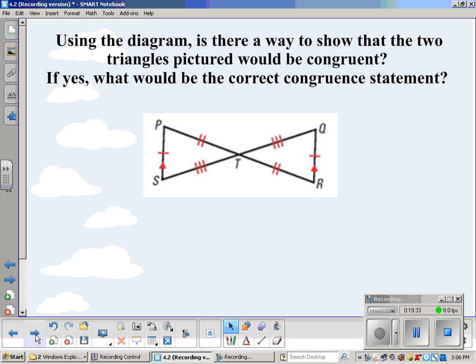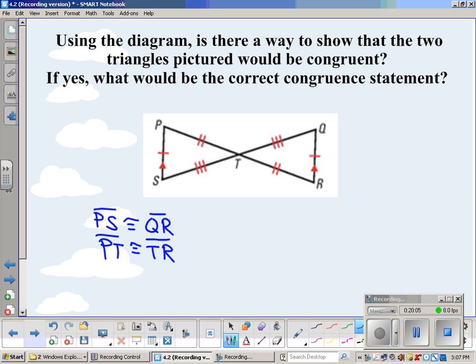Using the diagram, we want to think about if there's a way to show that the two triangles pictured in this diagram would be congruent. And if they can be proven, what would be the correct congruent statement to state afterwards? All right, so what I see in the diagram are three pairs of sides marked congruent. So I'm going to write those below. I know that PS is congruent to QR. I also know PT is congruent to TR. And finally, ST is congruent to TQ.